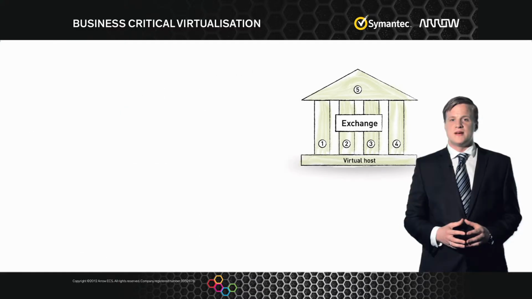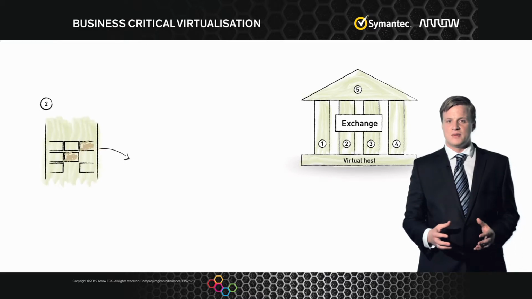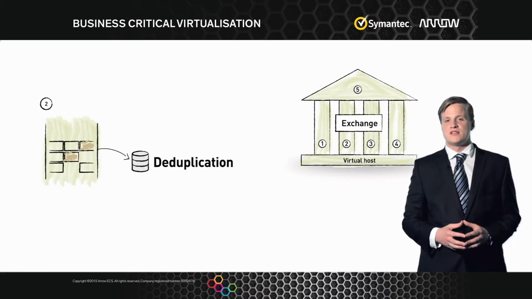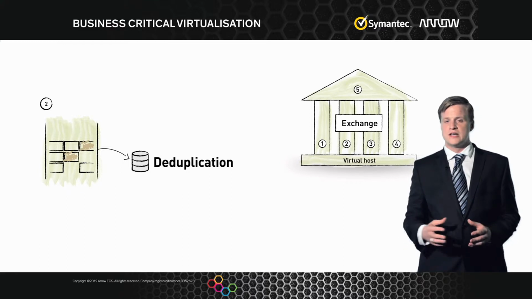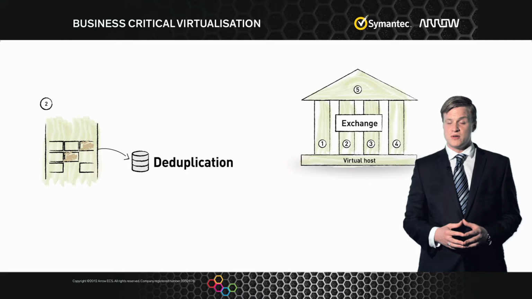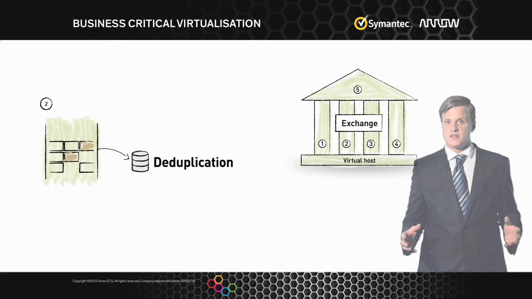The second pillar in Symantec's data protection strategy is to deduplicate everywhere. It doesn't matter if data resides on a client server, on the media server, or on a purpose-built backup appliance. Symantec's deduplication technology will deduplicate data wherever it resides.